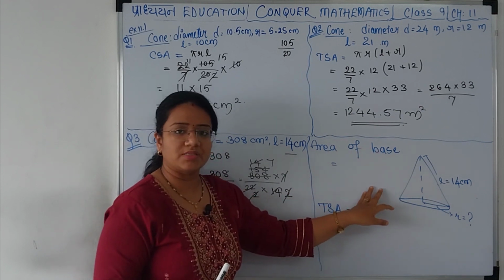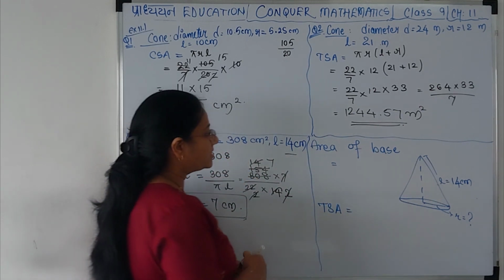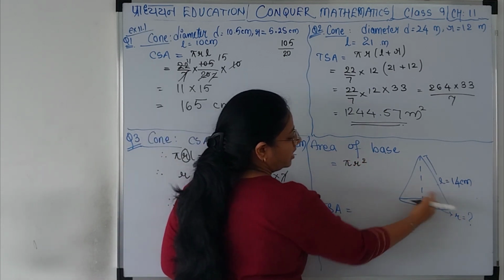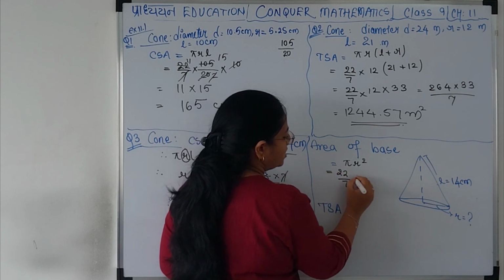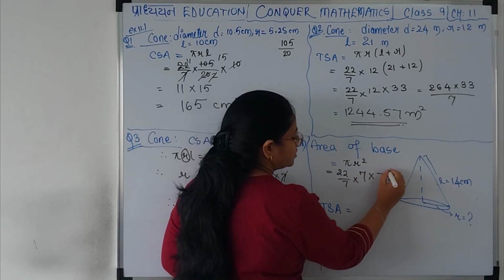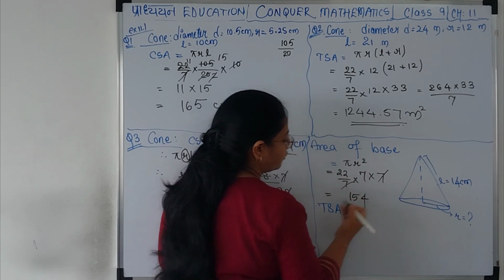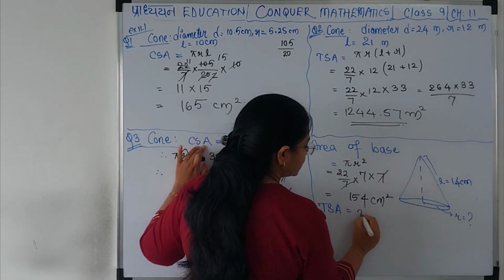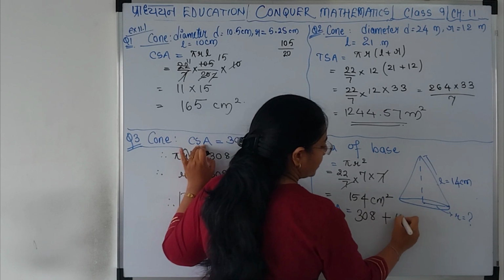Area of base you find separately and then add it to the curved surface area. Okay, let's understand. Area of base means the area of the circle, the bottom circle, which is pi r square, which is 22/7. Radius we have got is 7, so pi r square is 22 into 7, which is 154. This will be in centimeter squares, and we have CSA as 308 and area of base as 154.